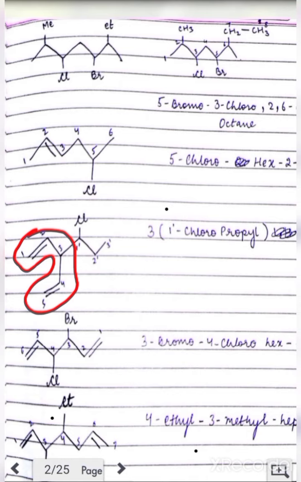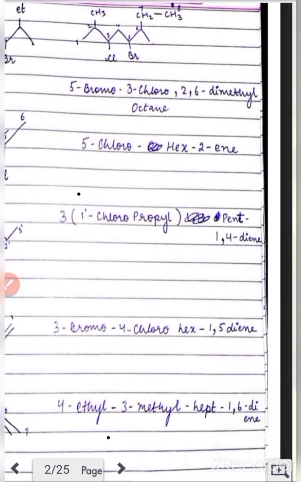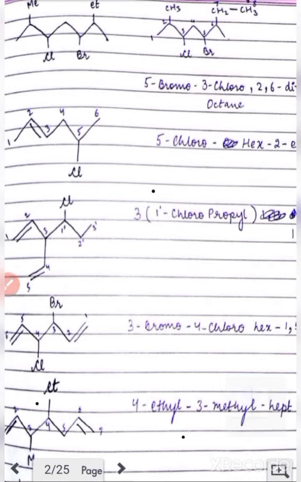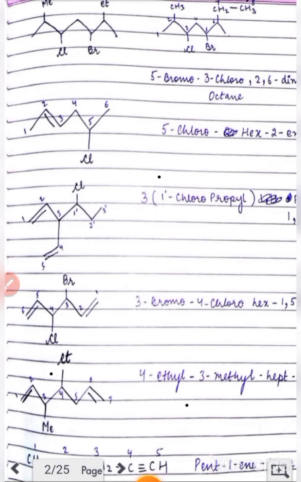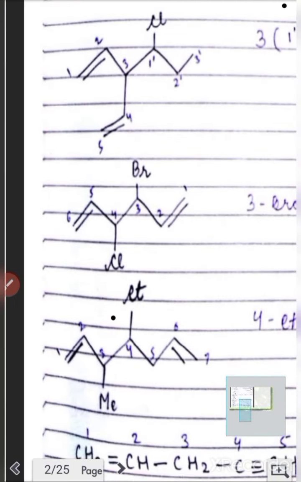Now hide this chain, hide this one and number it. It will be 1 dash, 2 dash, 3 dash, because the substituent will get the lowest position. So 1 dash, 2 dash, 3 dash. So it will be 1 dash chloropropyl. And now the substituent is numbered. Now we can number the parent carbon chain. So it has 2 unsaturation at first position and at fourth position. So we will write pent 1,4-diene. Di word because there are 2 unsaturations. Now let us look into another example.